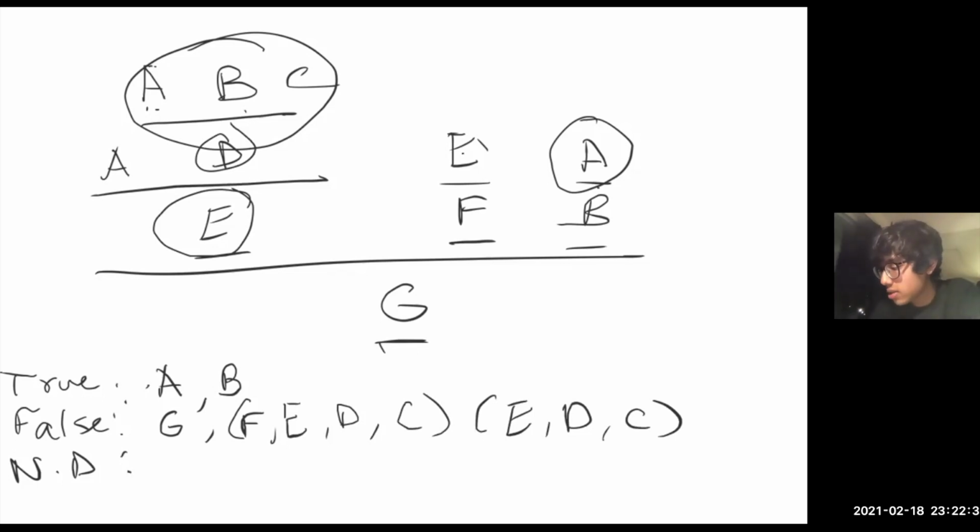Now we have two brackets. What we do is we take the terms that are common to both brackets and we put them in the respective category. Here the terms E, D, C are common in both the brackets, so they remain. But F isn't, so it gets sent to the non-determined category.